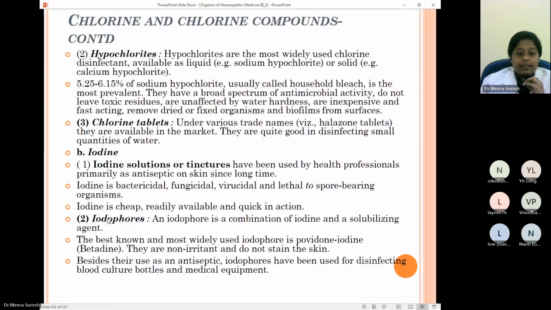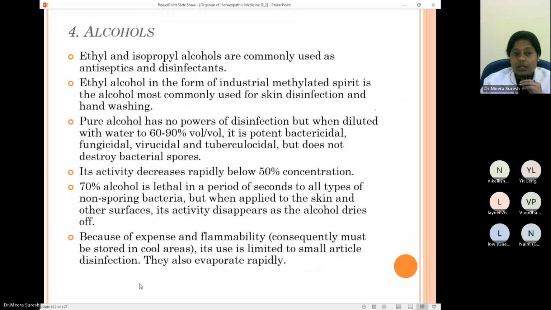Okay. Then iodophors, a combination of iodine and a solubilizing agent. The best known is povidone iodine, or Betadine. They are non-irritant and they do not stain the skin. Otherwise, iodine leaves a brownish stain. Besides the use as an antiseptic, iodophors have been used for disinfecting blood culture bottles and also medical equipment.